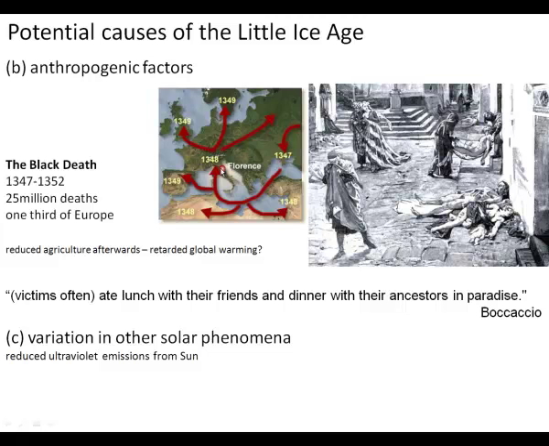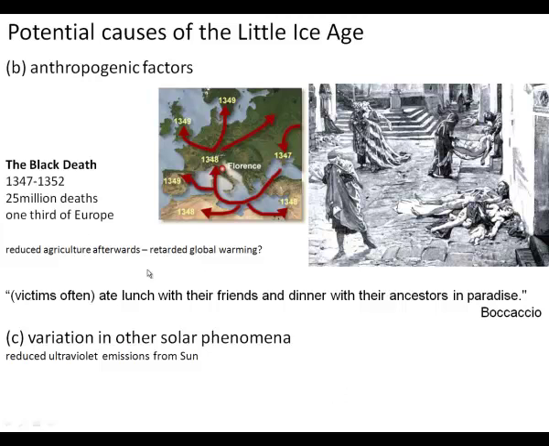1347 to 1352 across Europe. You can see the spread of it picked out in this diagram here. Remarkably, in that period of 5 years or so, we are going to wipe out 25 million people, which is a third of the entire population of Europe at this particular time. And there's this fantastic phrase here: victims ate lunch with their friends and dinner with their ancestors in paradise. It was that pronounced its effect on the population.